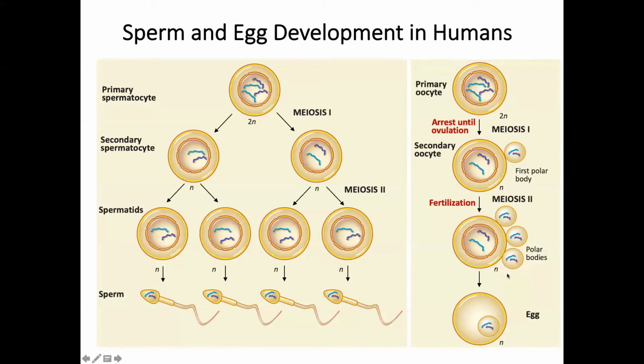Therefore, upon completion of meiosis 2, there will be 1 egg and 3 polar bodies. Sometimes we say these are secondary polar bodies. The polar bodies will die eventually, and then there's only 1 egg.